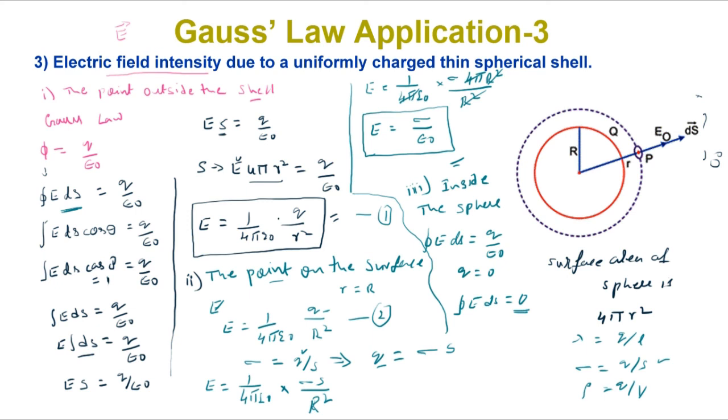So for all three targets: the first is outside the sphere, and the second is on the sphere. On the sphere, the formula is this one. Outside the sphere, it is this one. Inside the sphere it is 0, because no charges exist inside. No charge means no field, so the flux will be 0, the electric field will be 0, that is E is equal to 0.